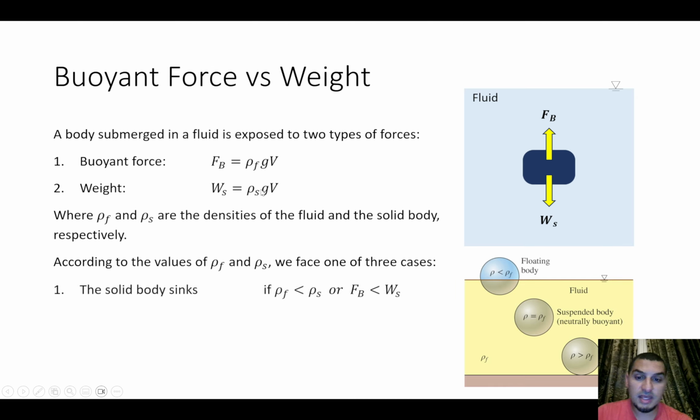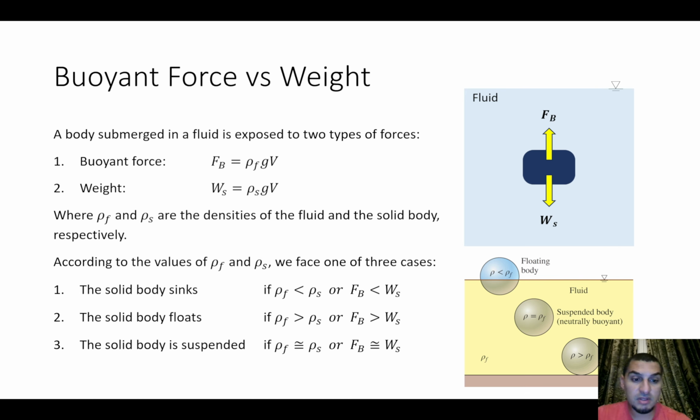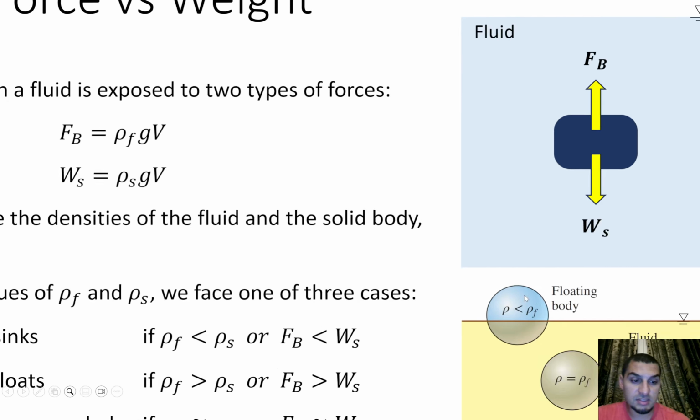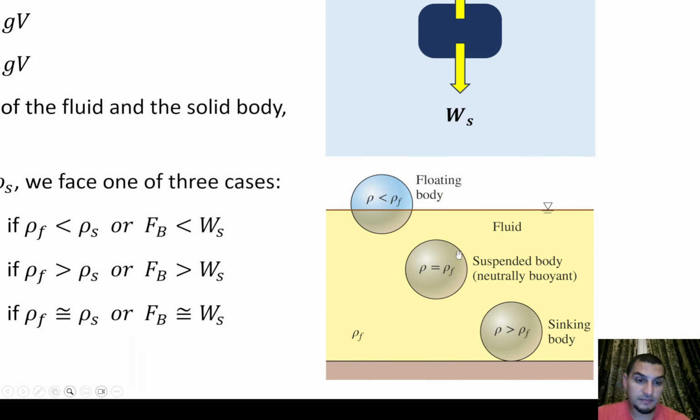If a body has density that is larger than the density of the fluid, then the weight is more dominant, so the body will sink. If it's the opposite, if the fluid has larger density, then the body will float. And if they're comparable, the body would be suspended, as you see in this figure here. Okay, so this is suspended if the two densities are comparable. If the fluid is more dense, the body will float. If the fluid is less dense, the body will sink.